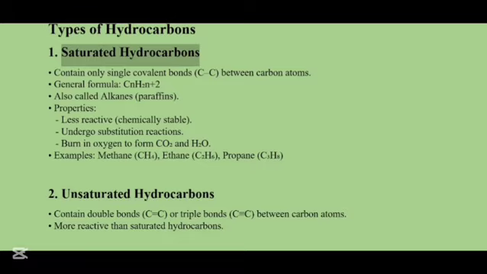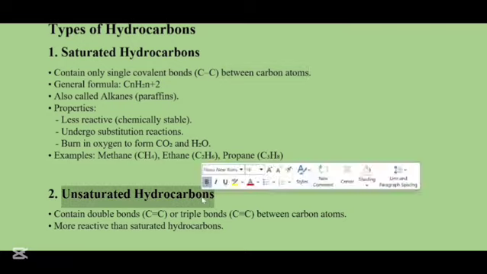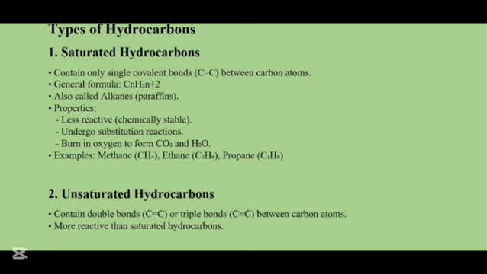In saturated hydrocarbons, we only have single covalent bonds between the carbon atoms, while in unsaturated hydrocarbons, we have double or triple carbon bonds. The general formula of saturated hydrocarbons is CnH2n+2, where n is equal to the number of carbon atoms. The saturated hydrocarbons can also be called alkanes or paraffins.